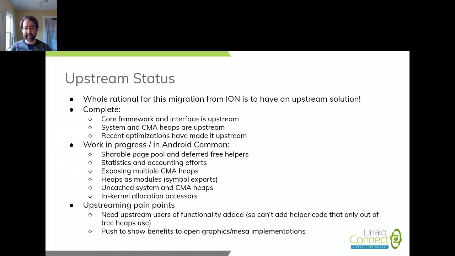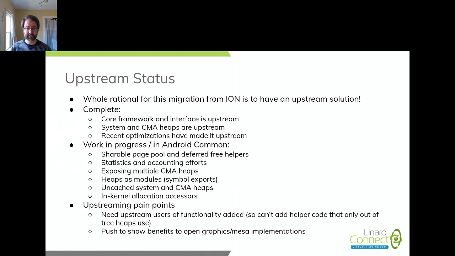Additionally, there's been a couple of passes at trying to expose multiple CMA heaps to userland. The one problem with this is we actually don't have any upstream devices that could use this. And so we need to make sure that we have upstream users for any support we try to push upstream. If you have a device that would benefit from being able to export multiple CMA heaps to user space via the DMA BUF Heaps interface, please reach out and let me know. I would love to get that enabled.